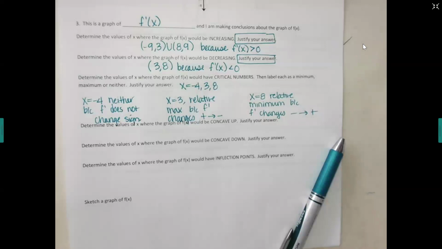Inflection points are good, this one changes sign. So we need the X's at the height. So basically, the things that matter on this graph are points of inflection.